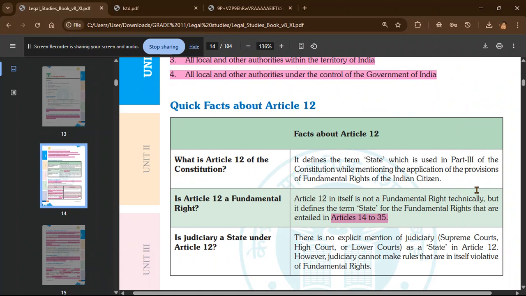Now, is Article 12 a fundamental right? In itself, Article 12 is not a fundamental right, but it defines the term state for the fundamental rights in articles 14 to 35. So this article 14 to 35 that I've highlighted usually comes as an MCQ in your exam. Usually they'll give you different options like article 20 to 28 to confuse you, but you should know the answer is article 14 to 35.